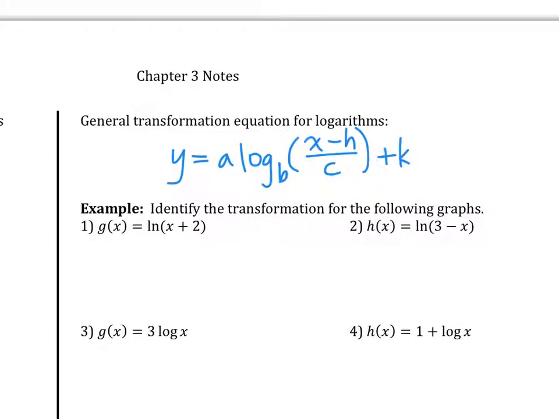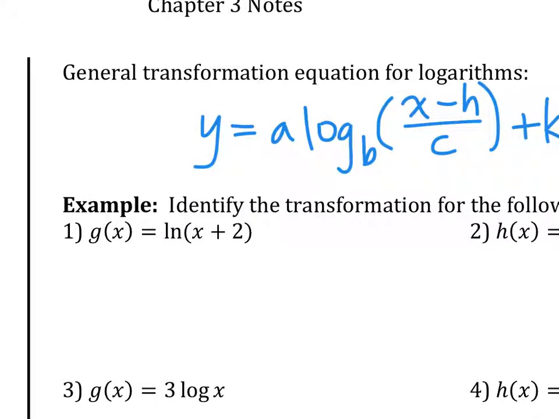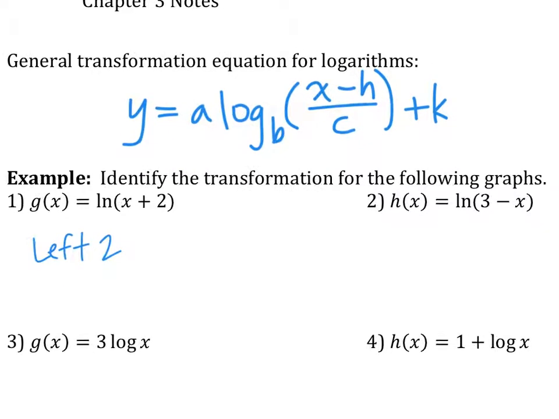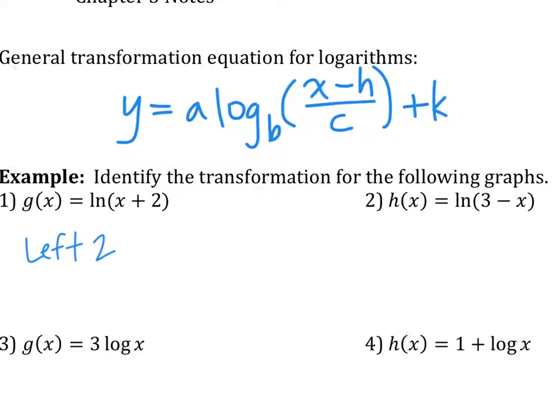So for example, number 1, what is the parent function? Natural log. Okay, so then what does the plus 2 do? Left 2. Yes. Okay, very easy. I think I need to make the questions harder next year. All of them only have one transformation, so too easy.